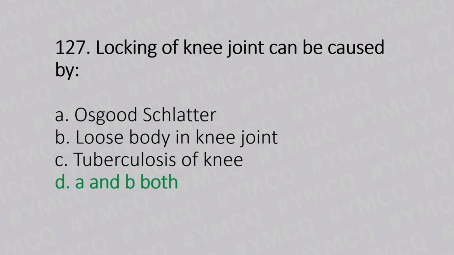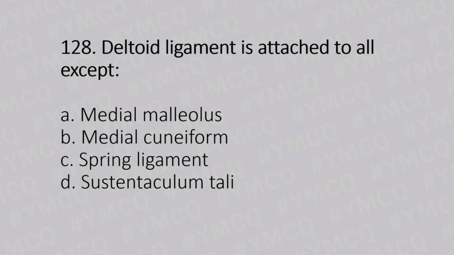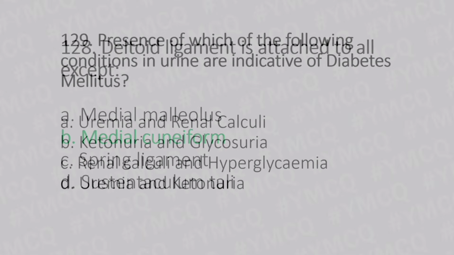Now let's move to question number 128. Deltoid ligament is attached to all except option A, medial malleolus. Option B, medial cuneiform. Option C, spring ligament. Option D, sustentaculum tali. And the answer is option B, medial cuneiform.